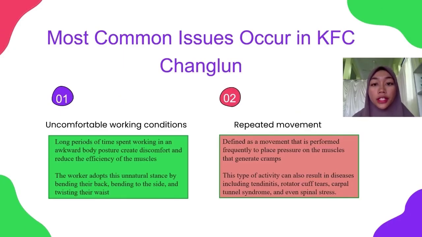Next are the most common issues that occur in KFC Changlun. Number 1 is uncomfortable working conditions. Long periods of time spent working in an awkward body posture create discomfort and reduce the efficiency of the muscles. The worker adopts this unnatural stance by bending their back, bending to the side, and twisting their waist. Next is repeated movement, defined as a movement that is performed frequently and places pressure on the muscles that generates cramps. This type of activity can also result in diseases, including tendinitis and so on.